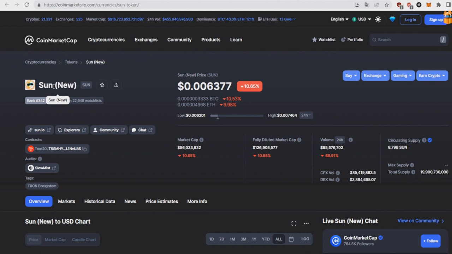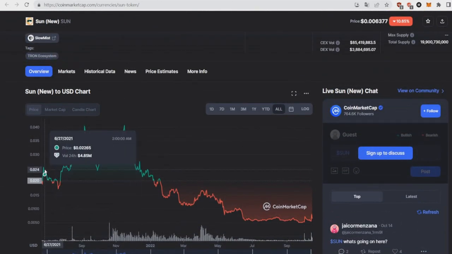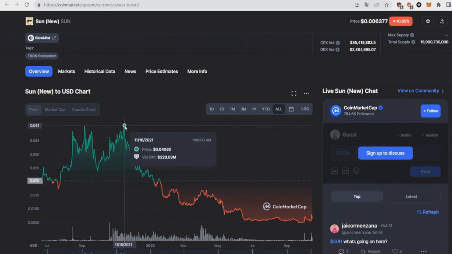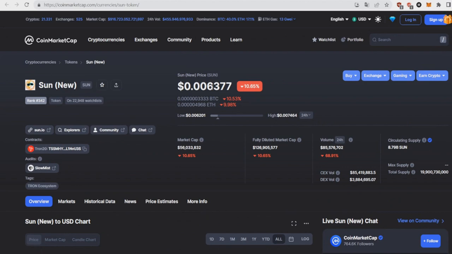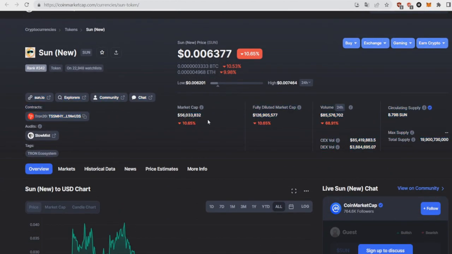And now let's get on with the last token of today's list, Sun Token. Sun is currently seeing a price around 0.6 cents, just like Reef, I think, with a market cap of only 56 million and a fully diluted of 126 million. If we take a look at the all-time charts, guys, we can see that Sun Token launched in like June 2021. It peaked all the way to 4 cents, which is already, let's say, a 7x, and 7x is only a 350 million market cap, so it's nothing, guys.